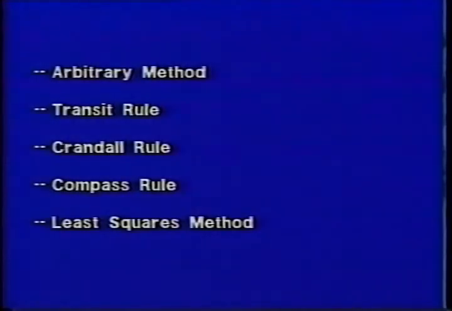In the case of the compass adjustment, the linear error of closure is simply distributed throughout the traverse. It is important to keep in mind that only when the appropriate procedural standards have been adhered to is the surveyor able to have confidence that the observed linear closure is representative of the accuracy of the survey. The various types of traverse adjustments are the arbitrary method, the transit rule method, the Crandall rule method, the compass rule, and the least squares method.